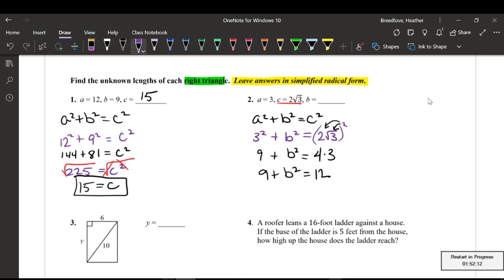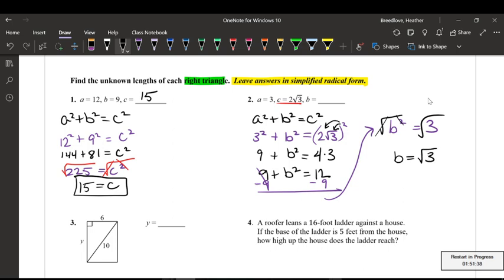Since I'm trying to get B by itself, I'm going to subtract 9. So B squared equals 3. But I don't want B squared, I want just B. So to get rid of the radical, I'm going to take the square root. Square root squared cancel. So B equals the square root of 3. And since I can't simplify that any further, that is it. B equals the square root of 3.